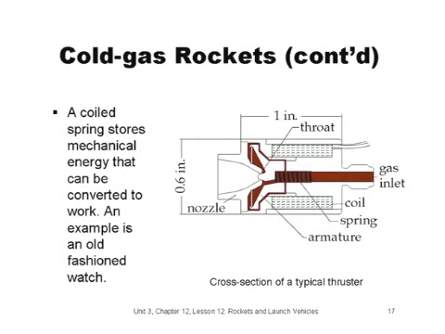This is a typical small rocket or thruster shown in a cross-sectional drawing. The gas enters from the right and stays behind the seal until it opens on command, releasing the gas through the nozzle. A coiled spring stores mechanical energy that can be converted to work. An example is an old-fashioned wind-up watch. Any fluid under pressure has stored mechanical energy that can be used to do work. Any rocket system containing fluids under pressure uses this mechanical energy in some way. For cold gas rockets, this is the propellant's main energy.